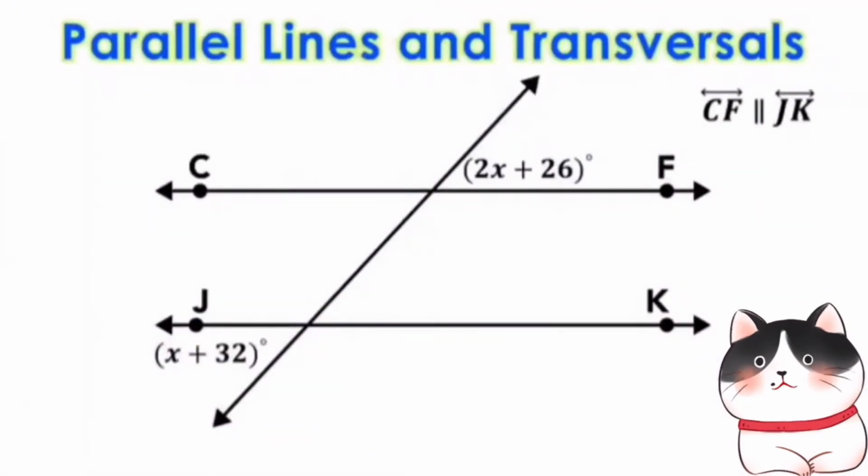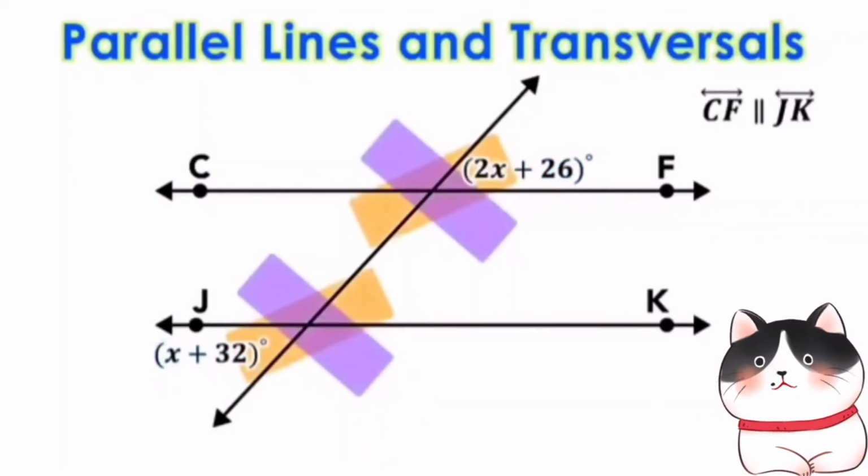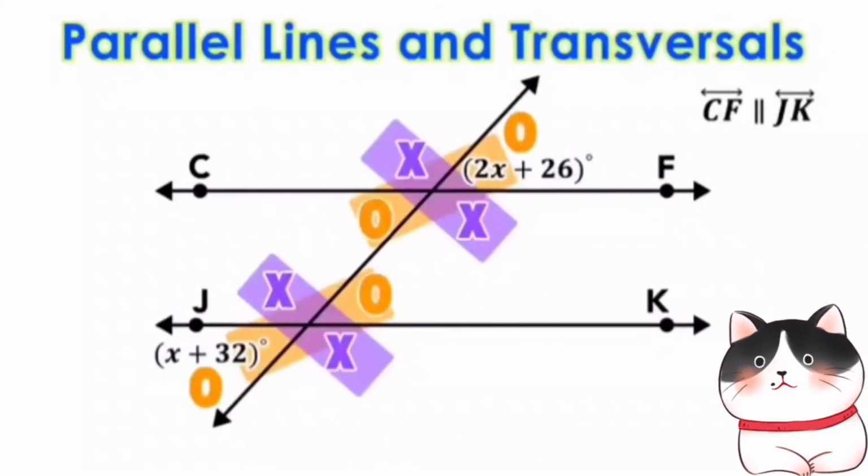So now let's go ahead and apply this XO mindset to an example question involving some algebraic expressions. In this example, we want to find the value of X and find the angle measure of all the angles in the diagram. So in this case, we'll label our obtuse angles with X's and our acute angles with O's. And remember those angle relationships.